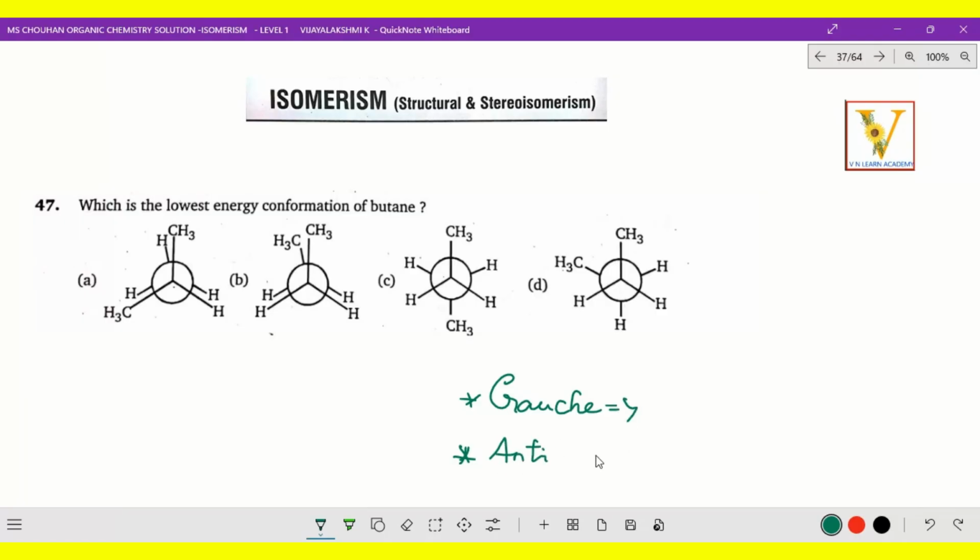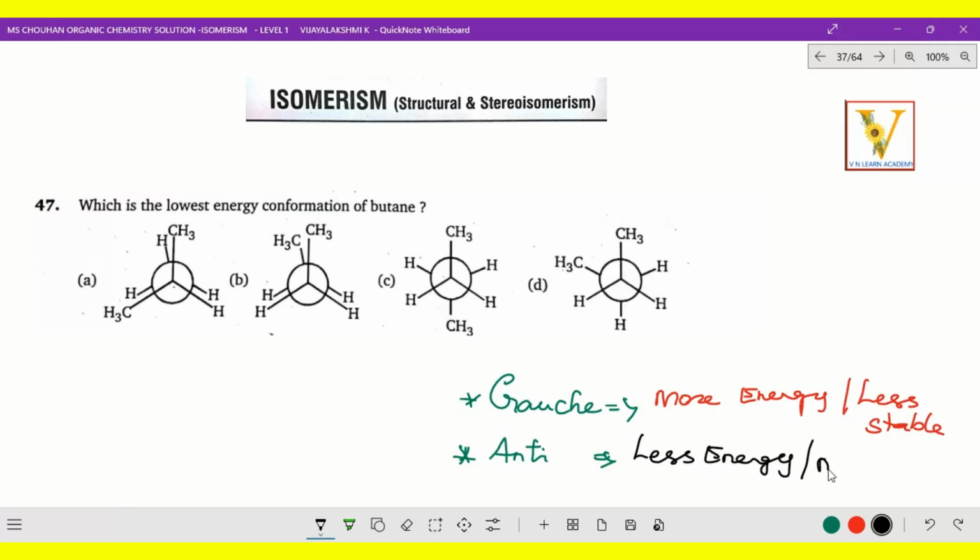So the gauche position has more energy and is less stable, right? And the next one, the anti position, has less energy and is more stable.